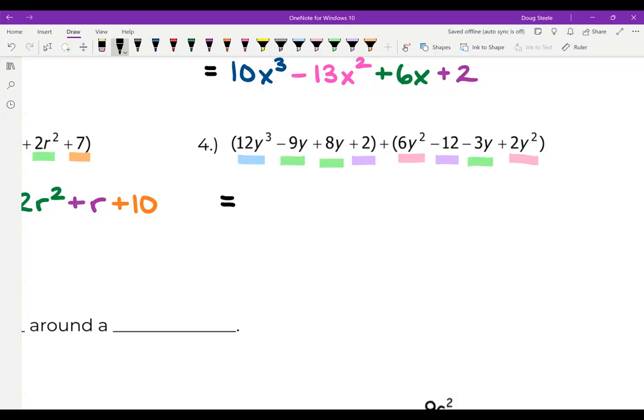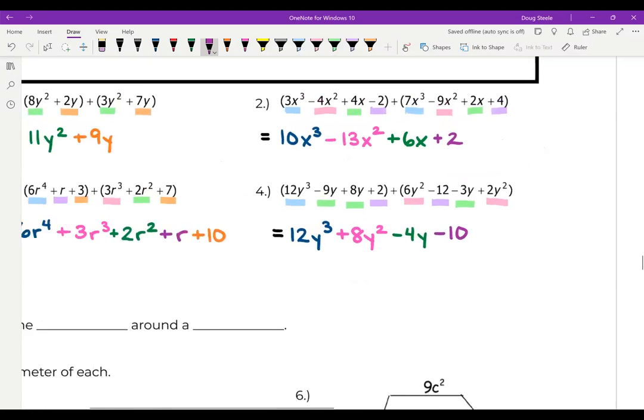So once again, write them in descending order. So I have 12y to the power of 3. My y squareds, I have 6y squareds plus 2 more, so that's 8y squared. So even though that's within the same polynomial, I'm just collecting those like terms. I have negative 9y plus 8y, so that brings me up to a negative 1y just in that first polynomial. And then I'm adding a negative 3y, so that's going to give me a negative 4y total. And then I have my constants, which are the positive 2 minus 12, which is negative 10.